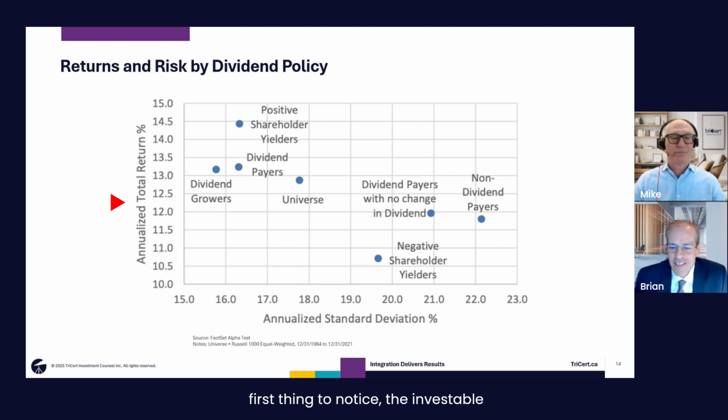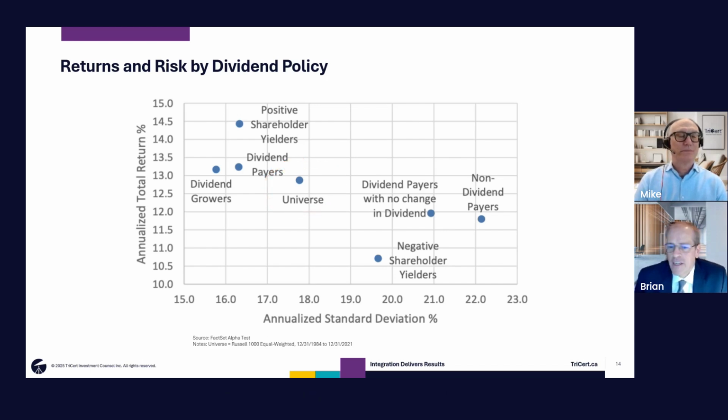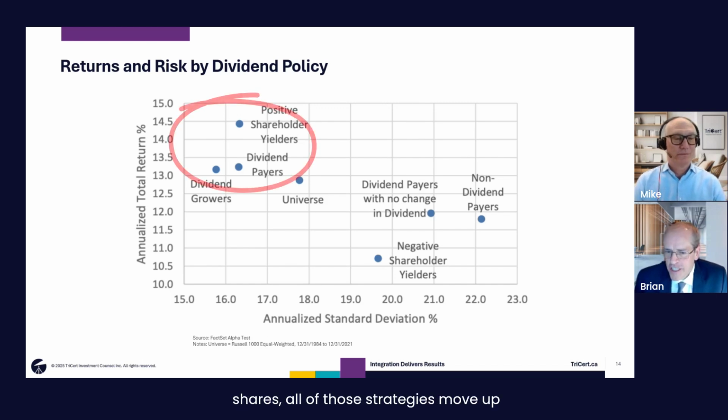So the first thing to notice, the investable universe right there in the middle, that would be, let's say, all the stocks in the market. And all you're really trying to do with this graph is show that if you seek value creating companies that use that value creation to pay dividends, grow their dividend, or buy back their shares, all of those strategies move up and to the left, which means a higher return with lower risk.